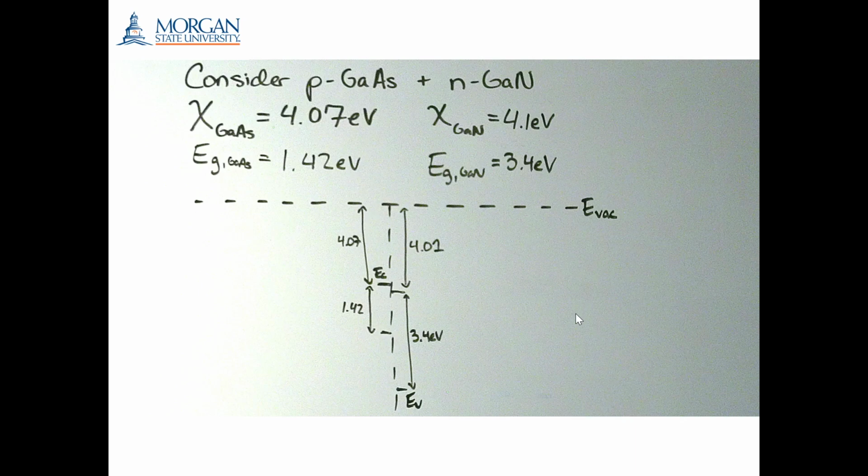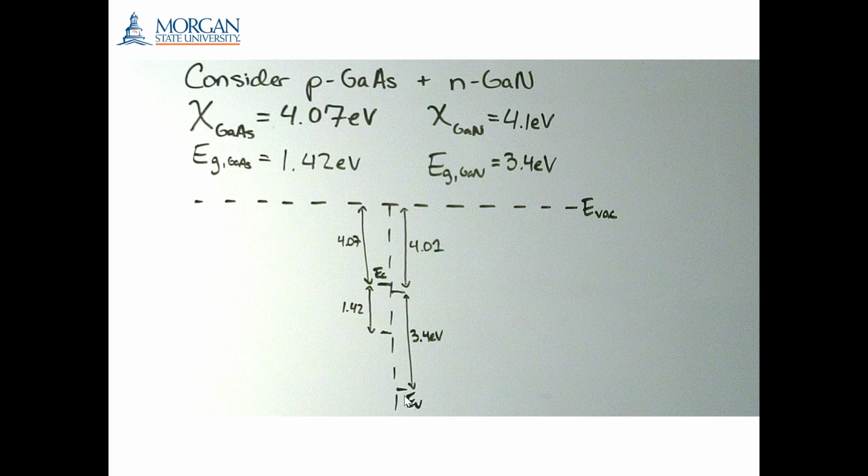Now on the right side, I have gallium nitride. Here, my electron affinity is 4.1. Because it's 4.1, we know my EC is going to go a little bit lower than the EC on the left side. And I know my energy band gap is 3.4. So I'm going to draw my valence band much lower comparatively to that on the left side.